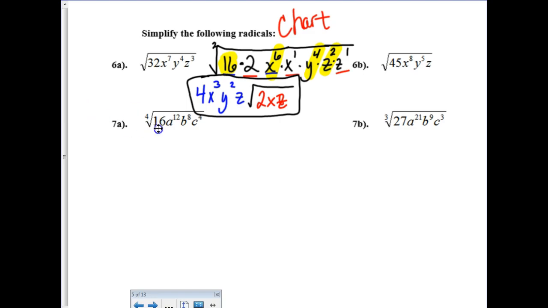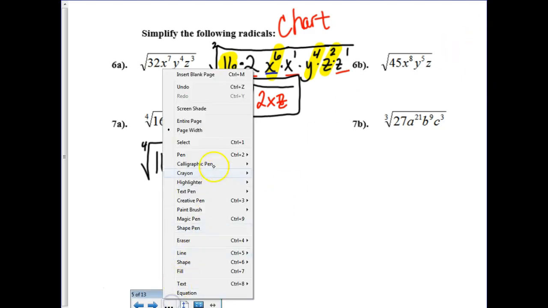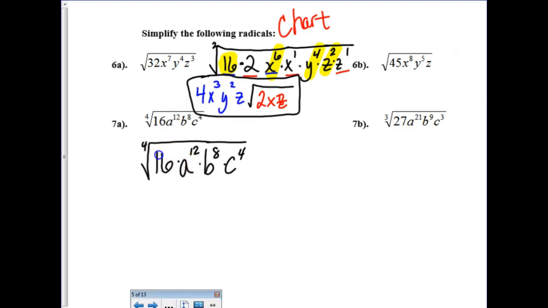So in the 4th list, 16 is a perfect 4th. So I'm just going to leave that as a 16 for now. And then everything else here divides evenly, so I actually don't have to break anything down. That's great news. So everything's going to get highlighted, which means nothing's stuck in the radical at the end of this problem. So you're going to reduce this, and this, and this, and this.